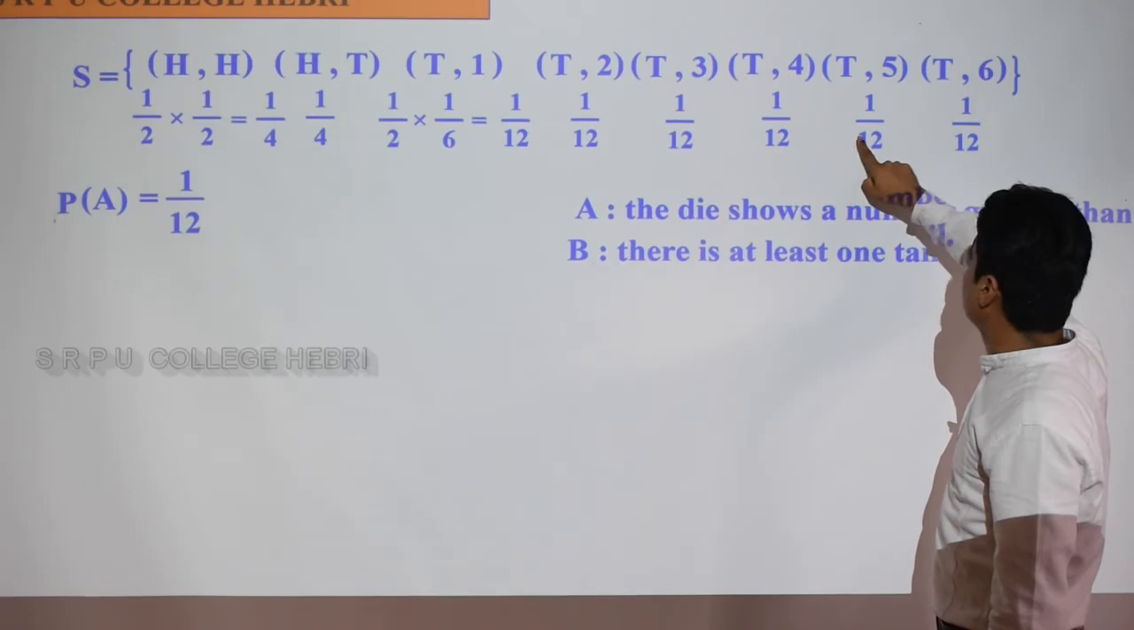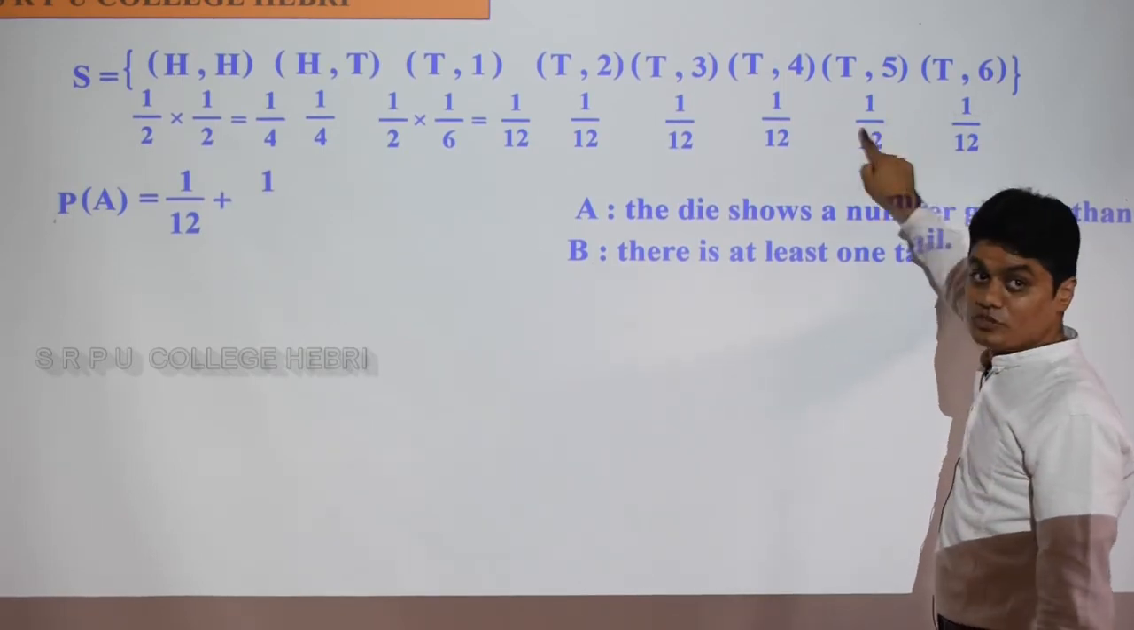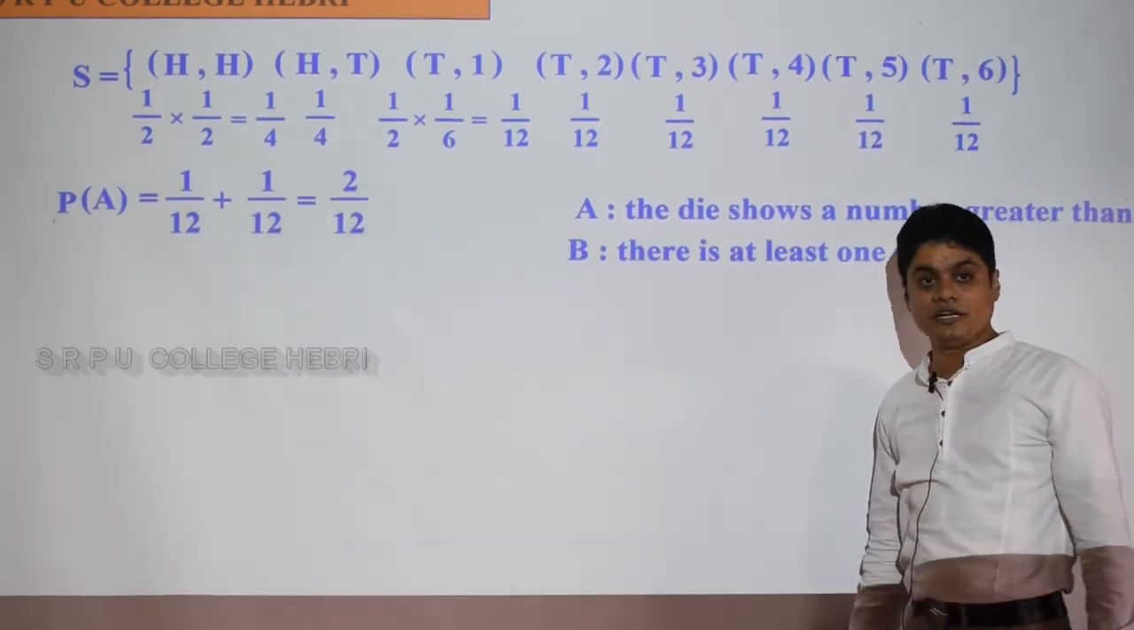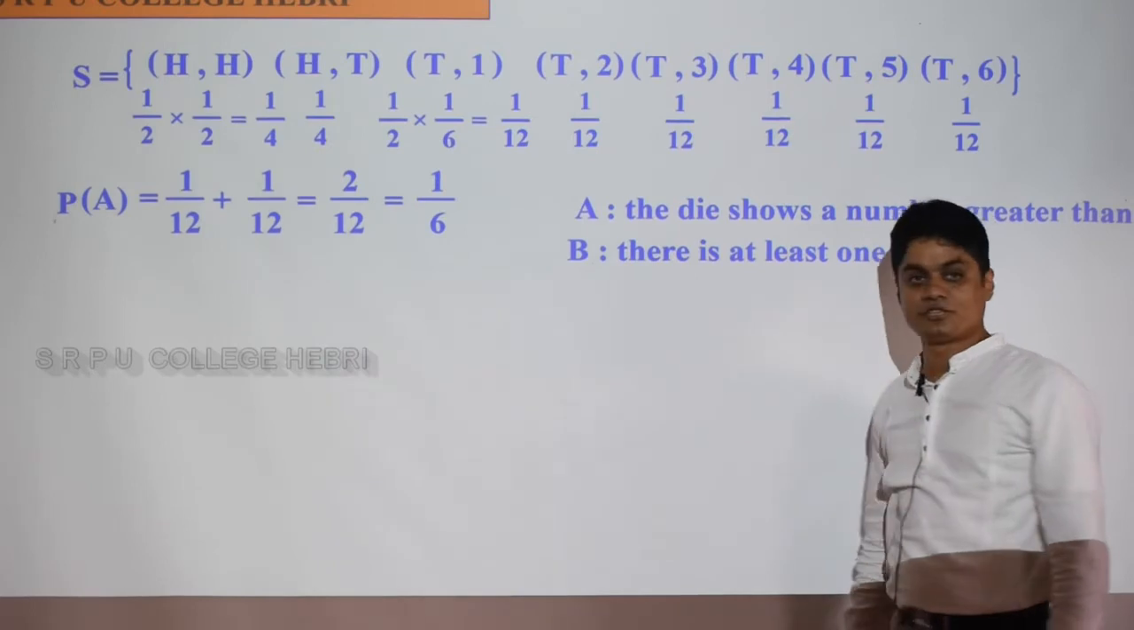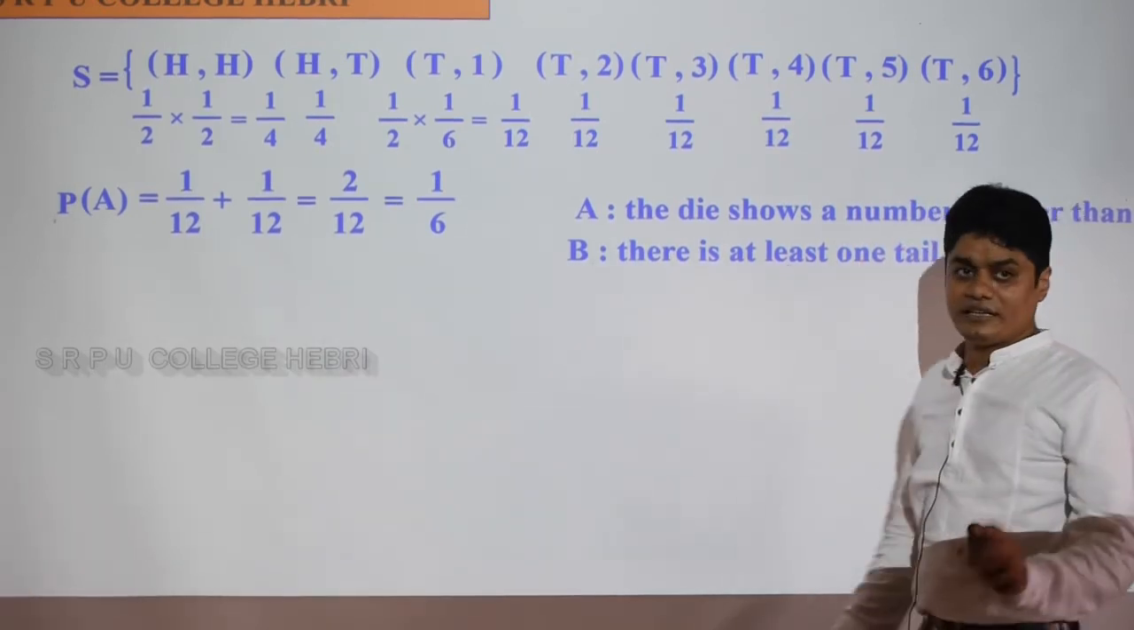So the probability of that is 1/12 plus 1/12. There are two possibilities, either this or this, so 1 by 12 plus 1 by 12 is 2 by 12, and 2 by 12 is nothing but 1 by 6. This is the probability of A. There is at least one tail compulsory.